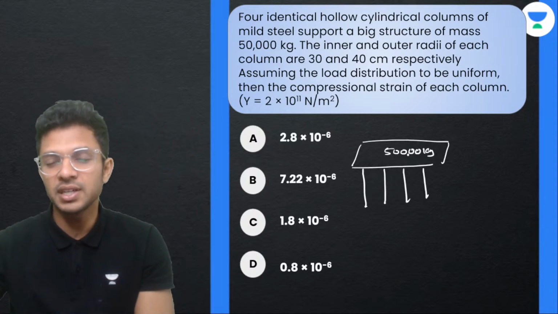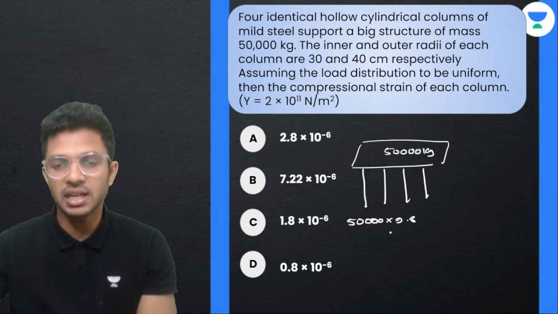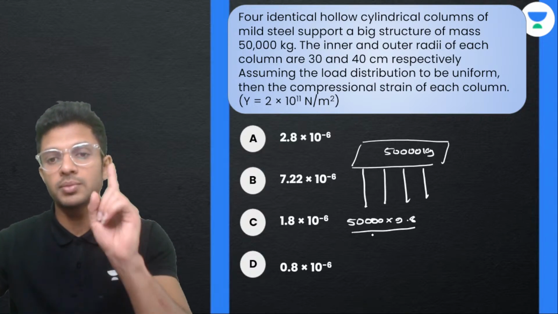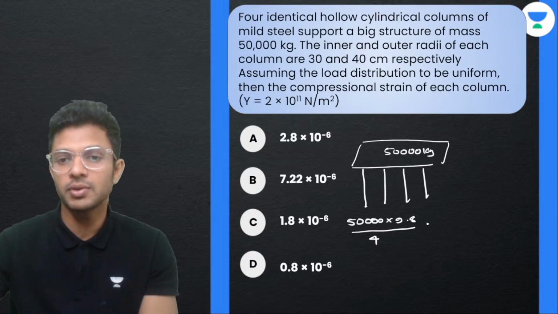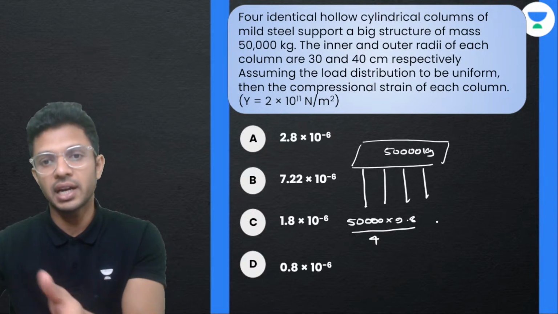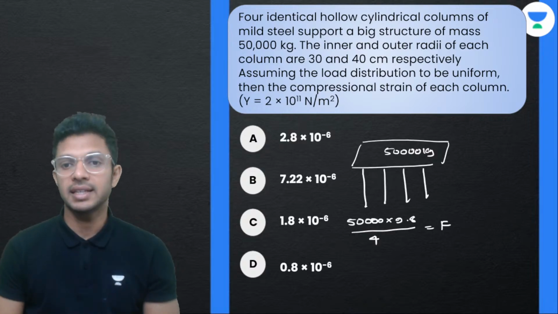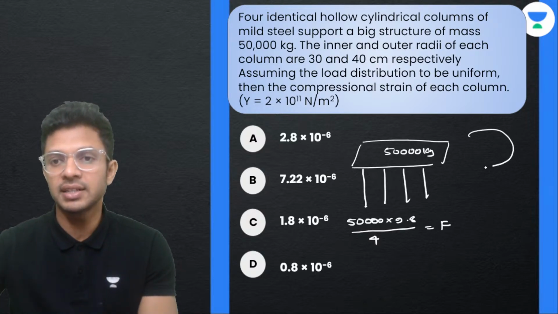Alright, total is 50,000 kilogram and the weight is 50,000 into 9.8. This much weight will be there, and this is distributed among four cylindrical columns. So each cylindrical column will be experiencing a force of weight by 4. So 50,000 into 9.8 by 4 will be the force experienced by one single leg. Fine. Now this is actually like a cylindrical column.